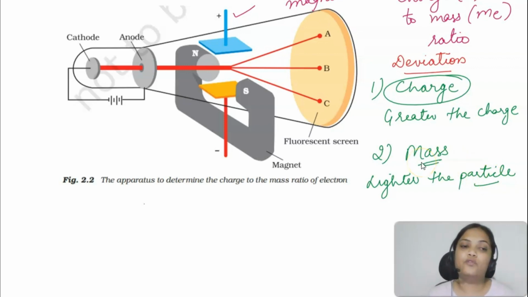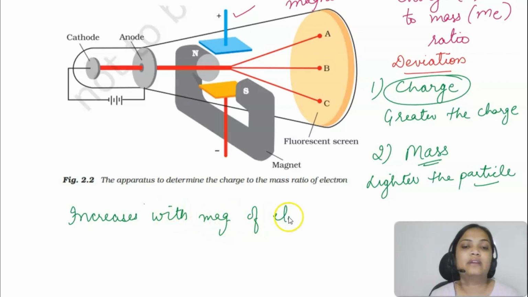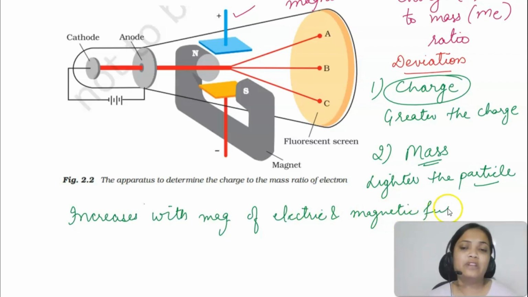Moreover, the deviation also increases with the magnitude of electric and magnetic field. If the electric and magnetic field is stronger, so definitely the deviation is going to be more, right? So that's what J.J. Thomson argued.